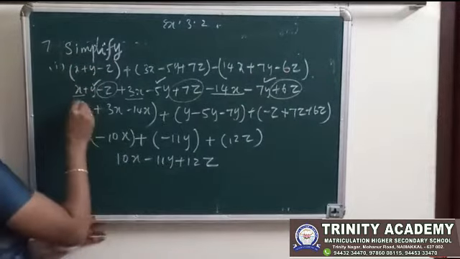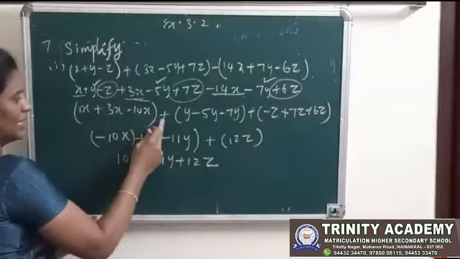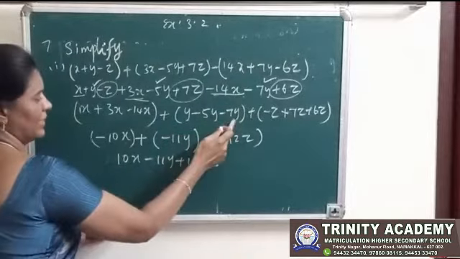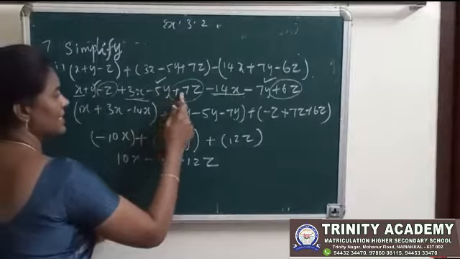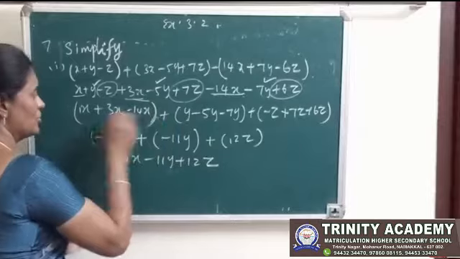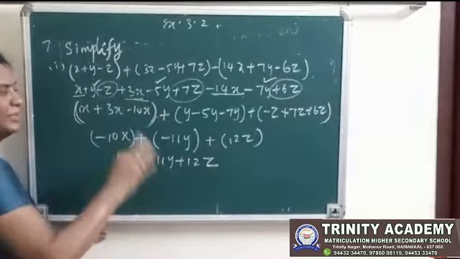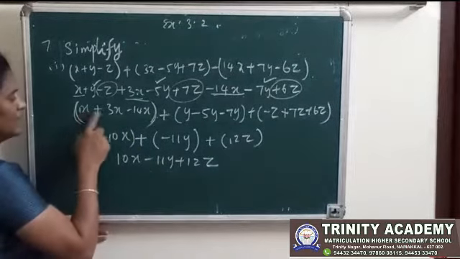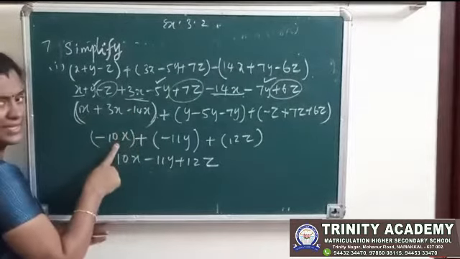Next, you group the like terms. Here x, here 3x, here minus 14x. Group the like terms. Plus here y, minus 5y, minus 7y. Plus here we have minus z, plus 7z, plus 6z. When we group the like terms, you should put the bracket, then put the plus sign in between the two like terms. Okay. Now see here, x plus 3x, that is 4x. 4x minus 14x is minus 10x.